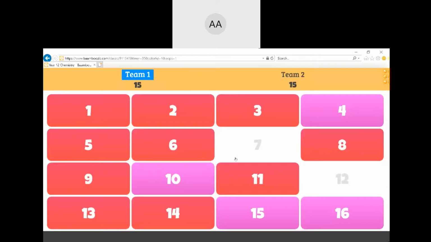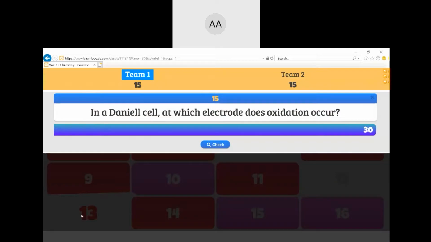So we're neck and neck. Right, team one, you're going to go for number 13. In a Daniell cell, at which electrode does oxidation occur?